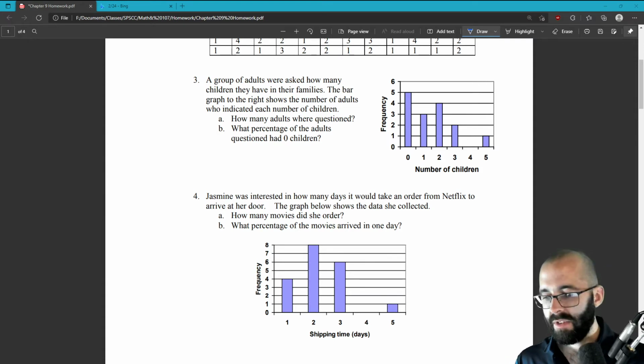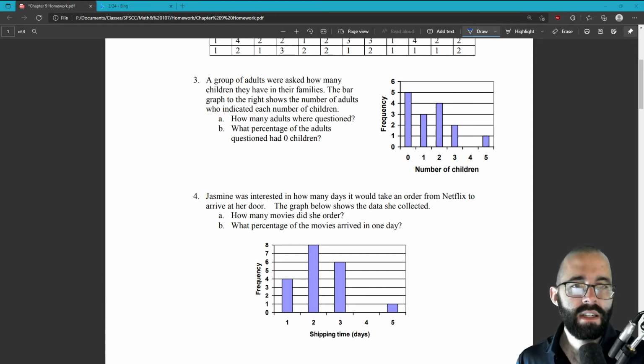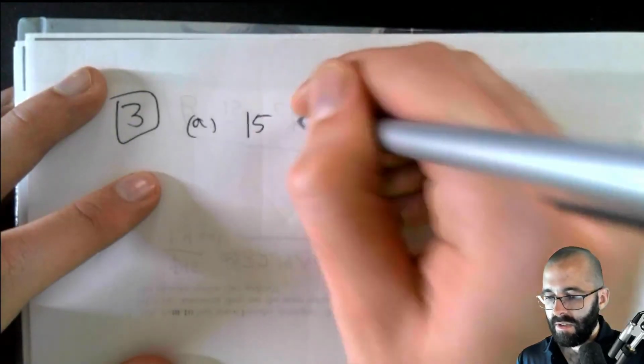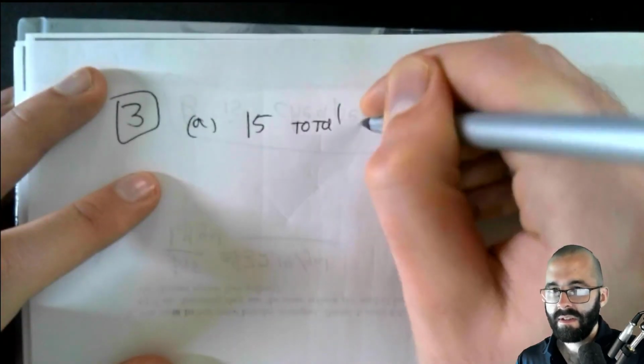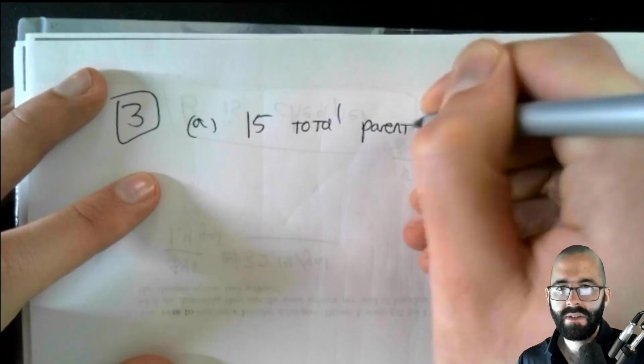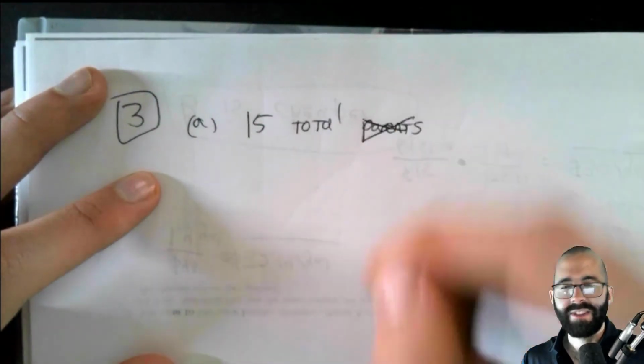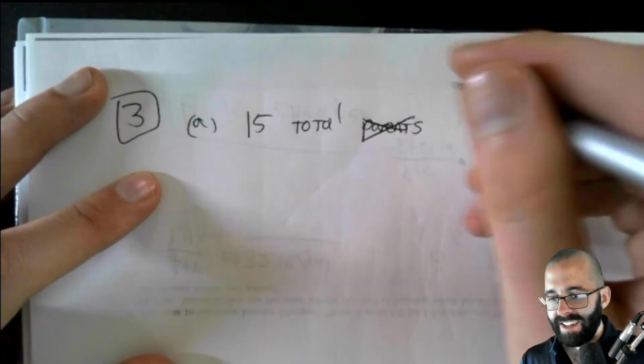So we just add up all of those frequencies and get our answers. So 5 plus 3 is 8, 12, 14, 15. So 15 total parents or adults. I guess if they're adults, yeah, not parents, because the people with 0 children are not parents.